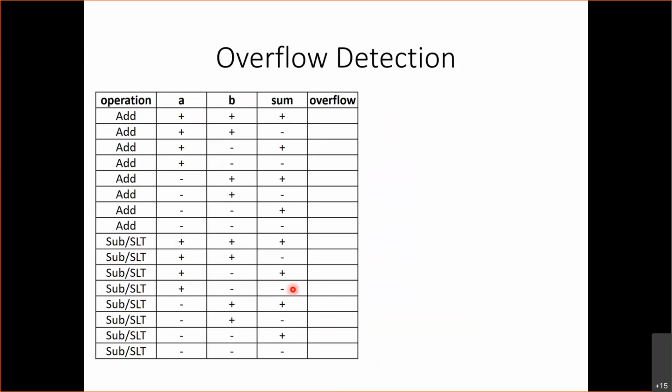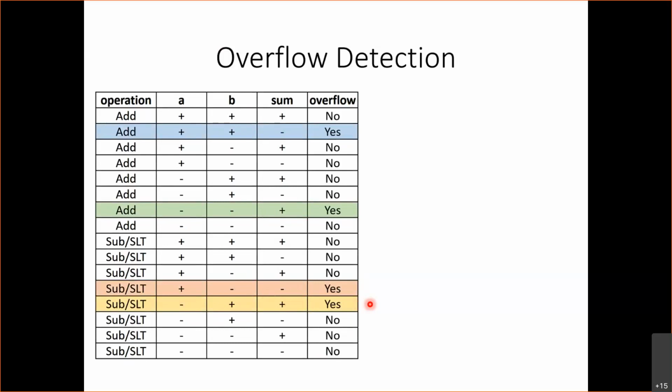Similarly, if I subtract a positive number from a negative number and get a positive number, that also is an indication of overflow, because negative something minus something positive is not going to be positive. It's always going to be negative. So the cases where I have overflow are these four cases here: adding two positives to get a negative, adding two negatives to get a positive, subtracting a negative from a positive and getting a negative, or subtracting a positive from a negative and getting a positive. Okay, so these are the cases where we have overflow.